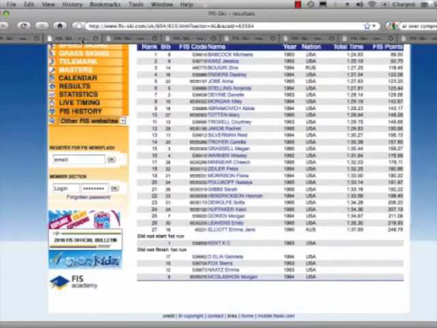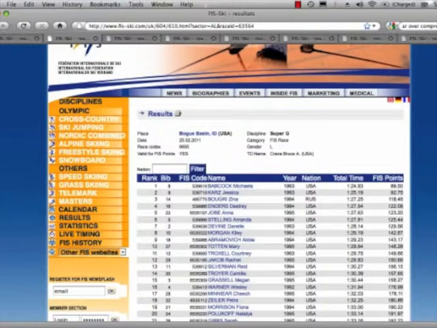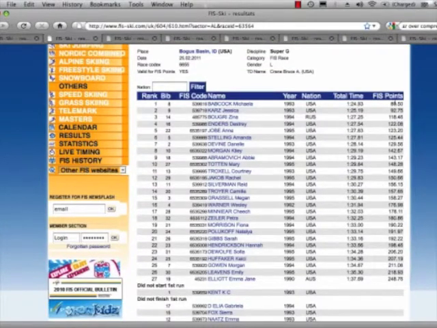Now we have Bogus Basin, Idaho, Ladies Super G from the same day. The winner got a penalty of basically 90. Add 90 plus 60 gets you to 150. There are 27 competitors, so the median is going to be 13 or 14. So they should have 150, and they have a little bit more than 150.